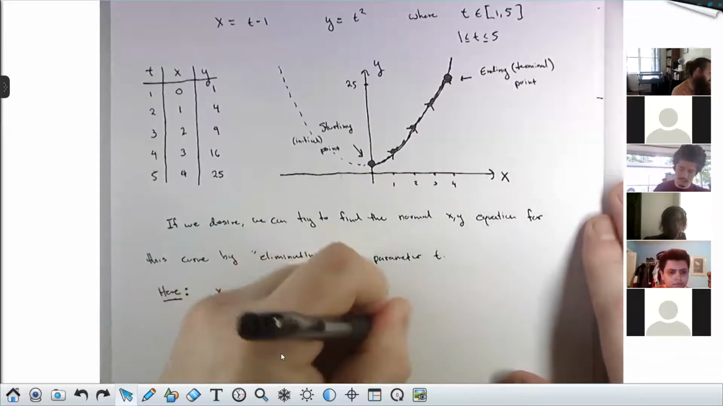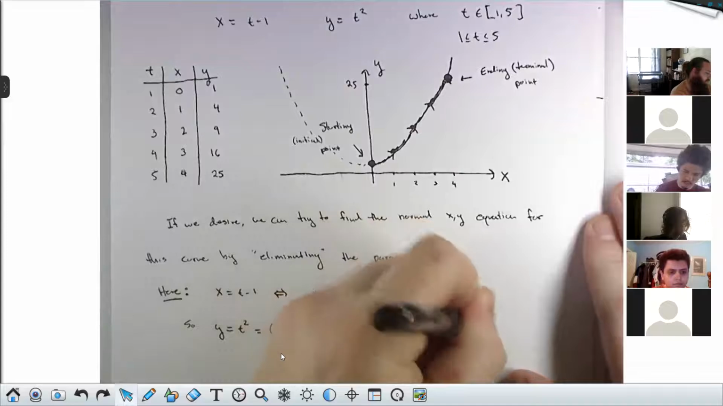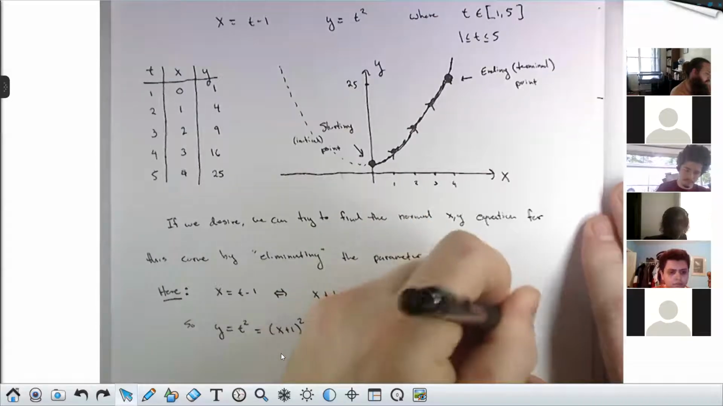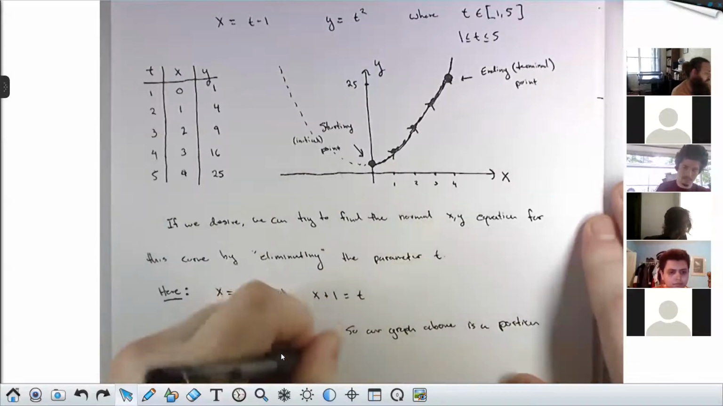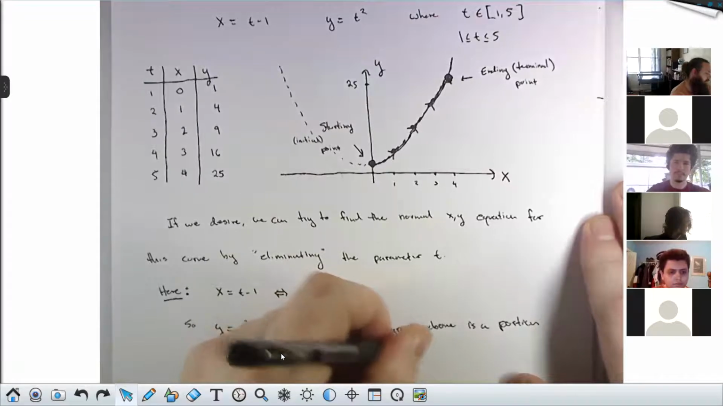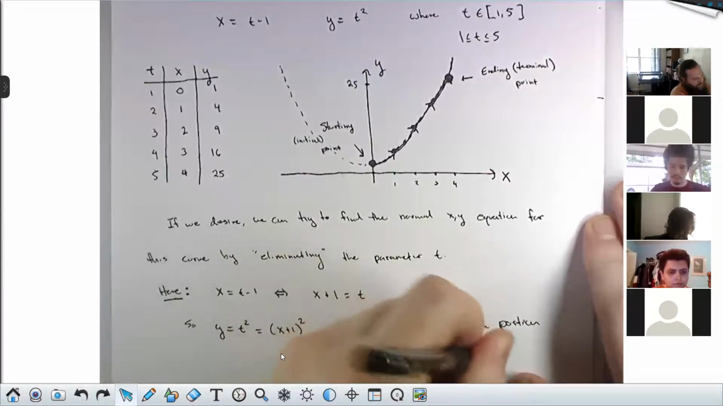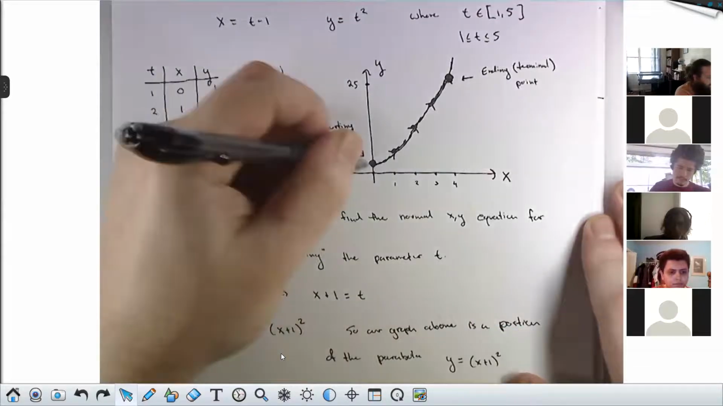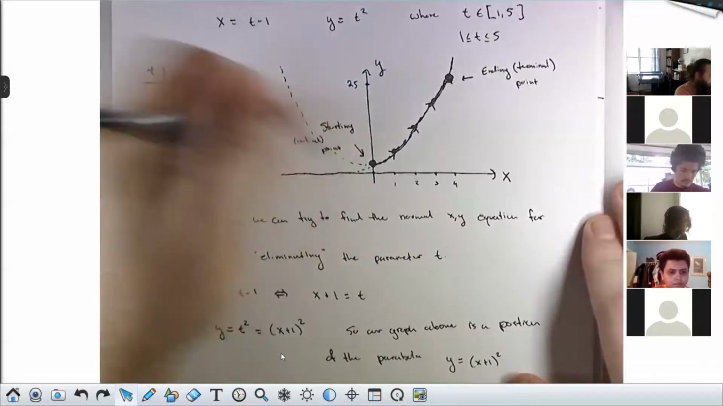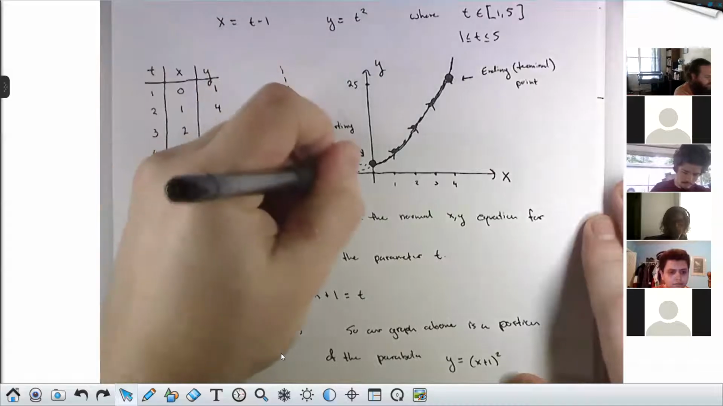So our graph above is a portion of the parabola y equals x plus 1 quantity squared. I guess the whole parabola should really come down here and then dip back up, something like that, but have this root over here at -1.